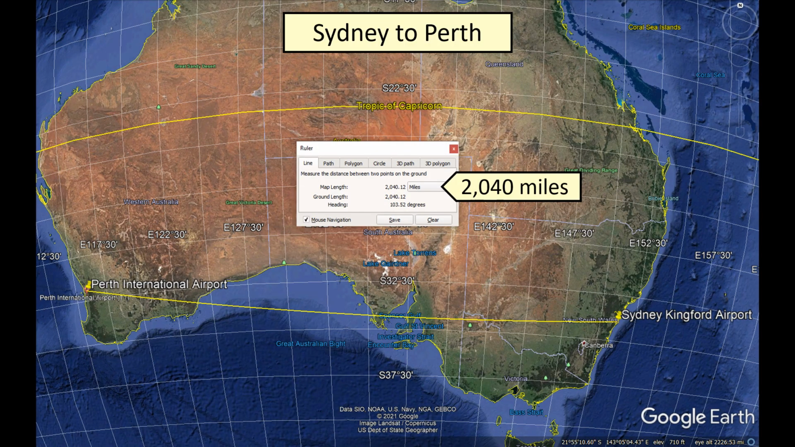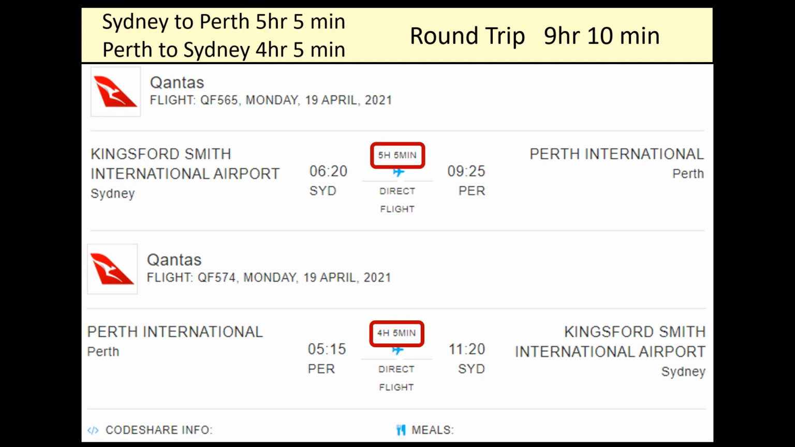So let's start by comparing a flight from Sydney over here to Perth on the west coast of Australia, and on Google Earth that is a total of 2,040 miles. Here's a Qantas flight between the two cities, so from Sydney to Perth, 5 hours 5 minutes, and the return flight is only 4 hours and 5 minutes.